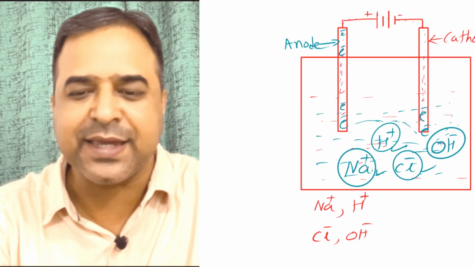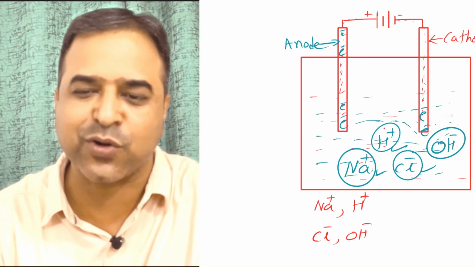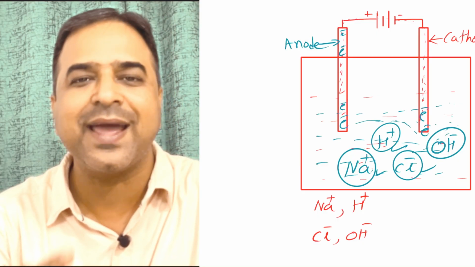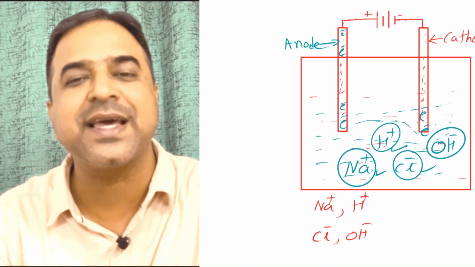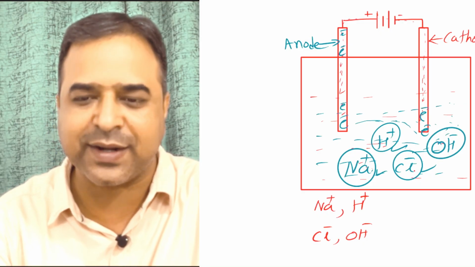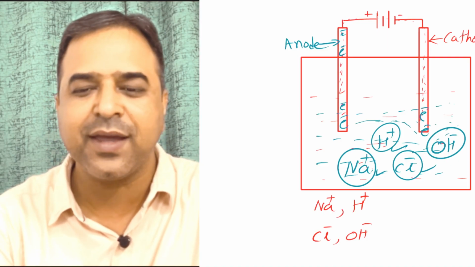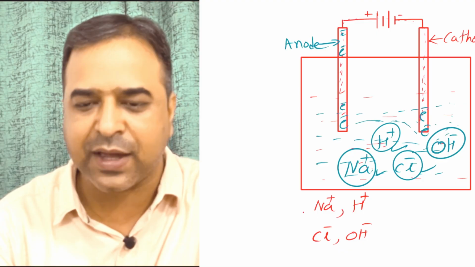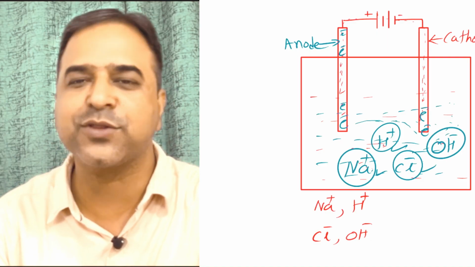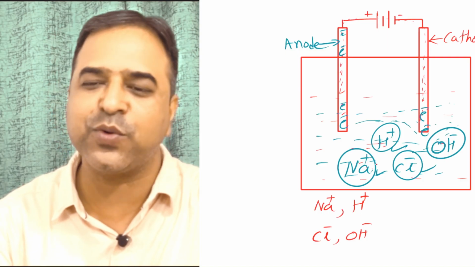Now children, you are aware that positive will go towards the negative electrode. That is why positive particles or positive ions are called cations, because they are going towards the cathode. So they both are cations. Similarly, the negative ions will go towards the anode. That is why they are called anions. But out of sodium and hydrogen, only one will go towards the cathode. Same way, out of chloride ion and OH-, only one will go towards the anode.